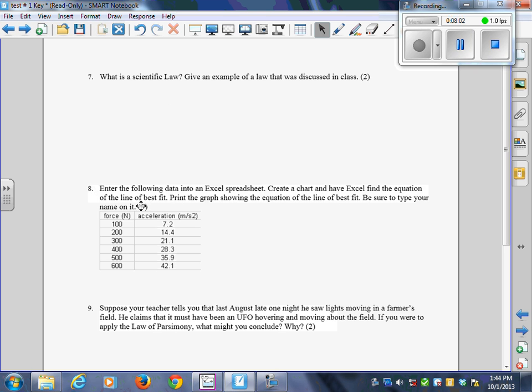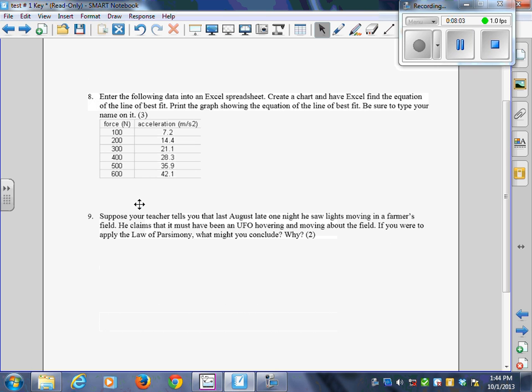Okay, number 8 was the Excel one. I was very pleased. Most people did it fairly well. Not one person had to handwrite their name on it. Thank you all so much. Finally, maybe I've got class to do that. Well, disappointing. I also would like things labeled too, by the way.